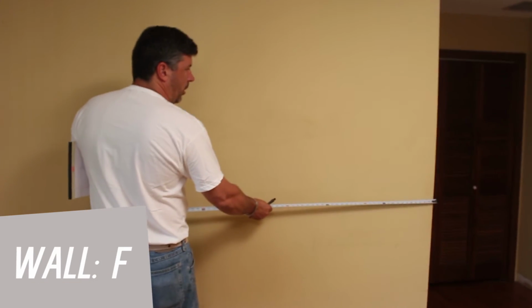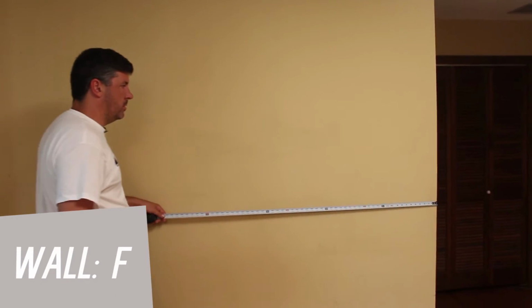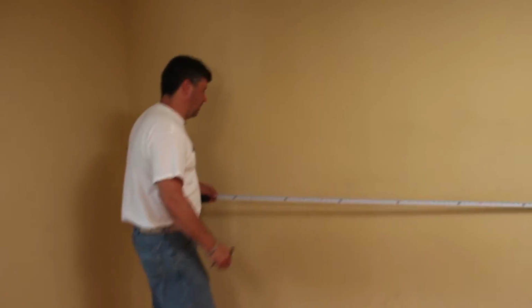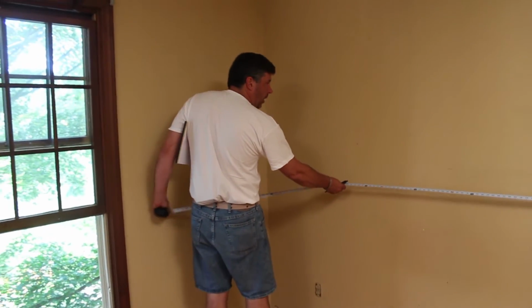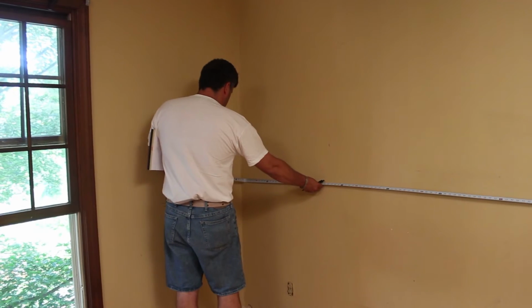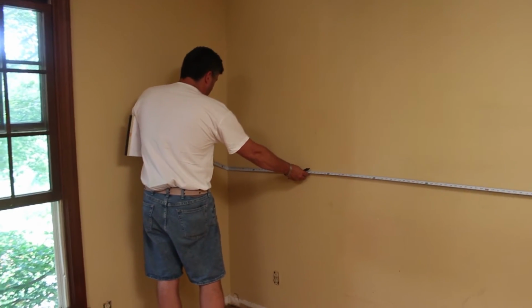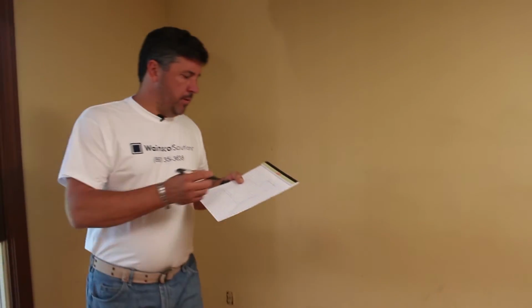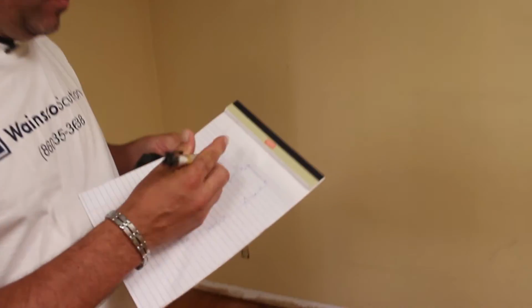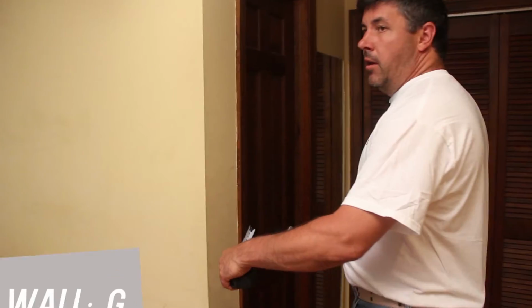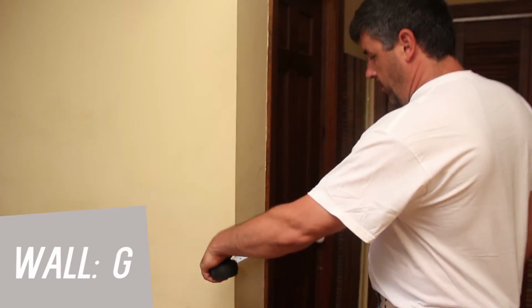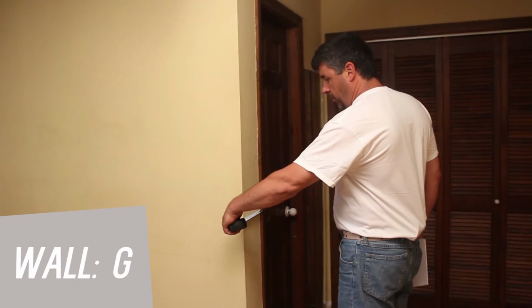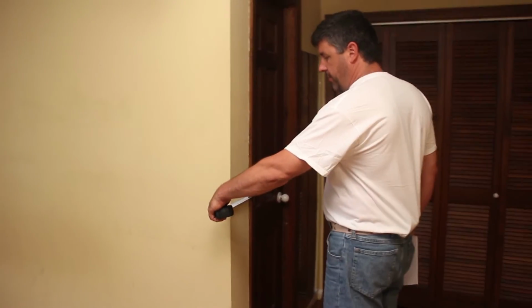And that's all you have to do. The next wall, we're going to hook our tape measure on the corner and carry it across the wall. And we see that we have 118 inches to the corner. Now we'll record our measurement. 118 inches. Moving on around the room, we'll do our section to the left side of this door, which is 7 7/8 of an inch.